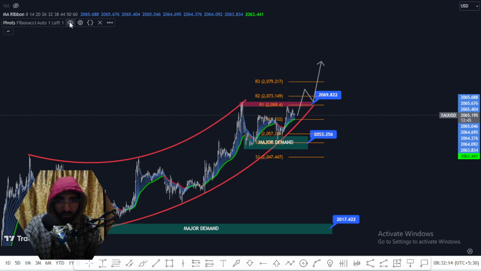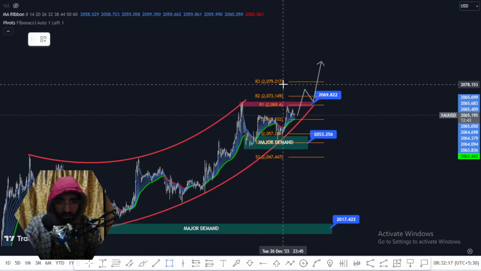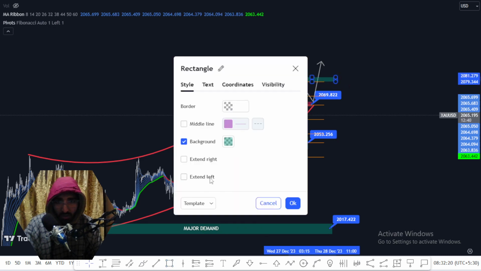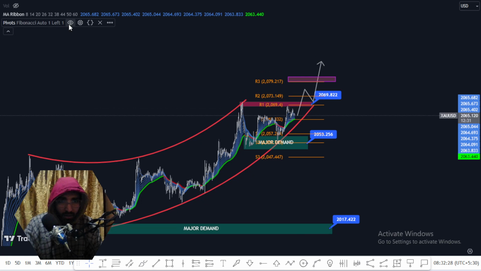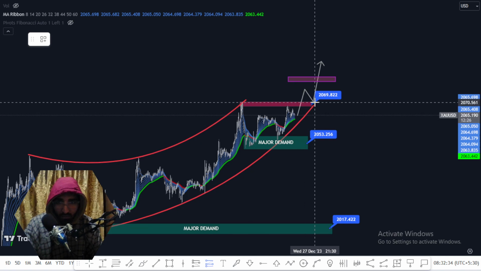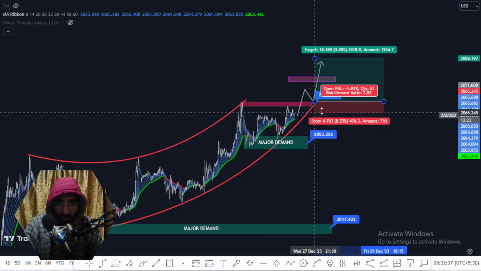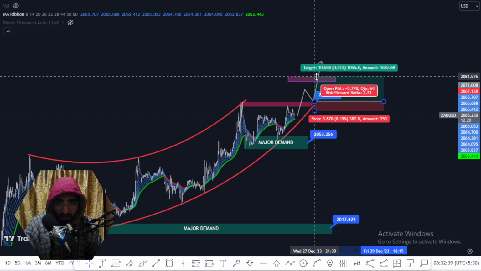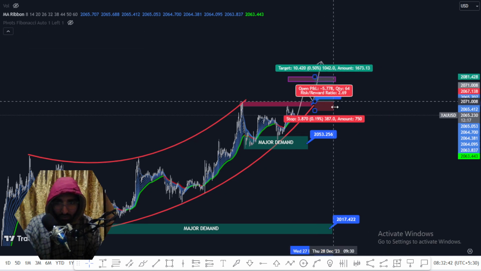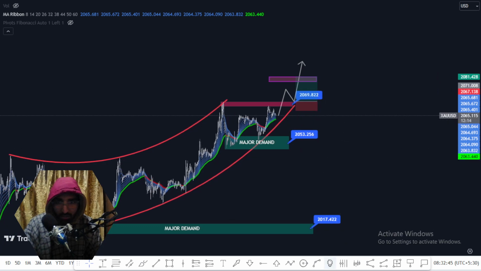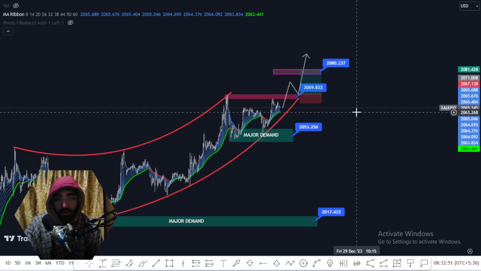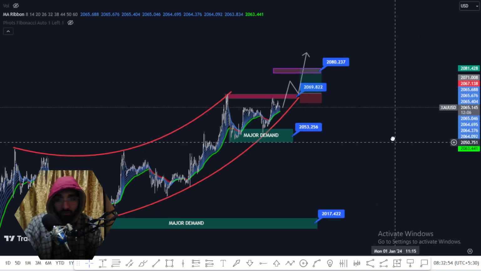We have the supply area here. The minimum target you can achieve is this level, the 15-minute pivot supply. How can you enter the trade? Wait for the breakout, wait for the retesting, and then enter at the lower time frame, and you will easily get 1:2 risk to reward ratio, then get out of the market. This will be your trade for the long, for the traders who are holding their trades.